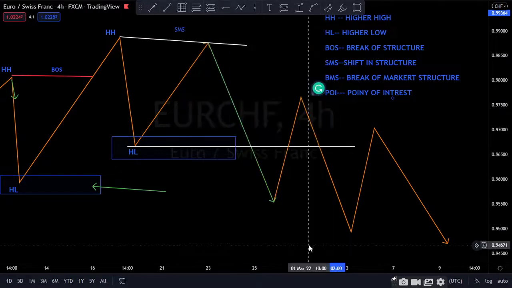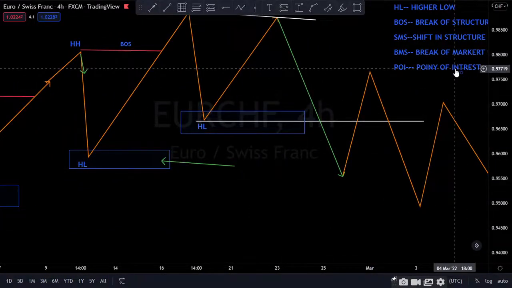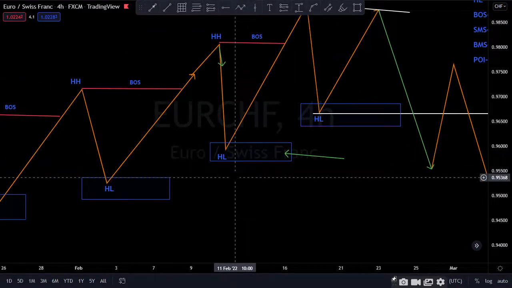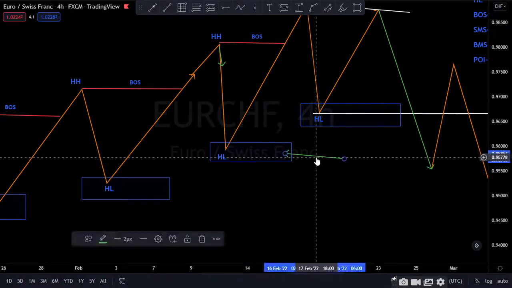So we call them point of interest. Why do we call it point of interest? We call it point of interest because it is the area we look to buy. It is the area we use to get into the market. It is the area where we place our orders, our buy orders. So this area is called point of interest.